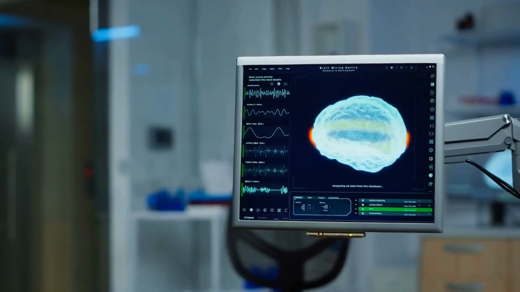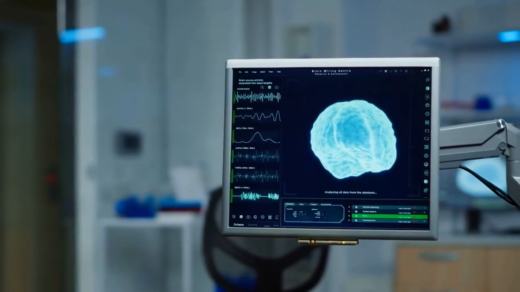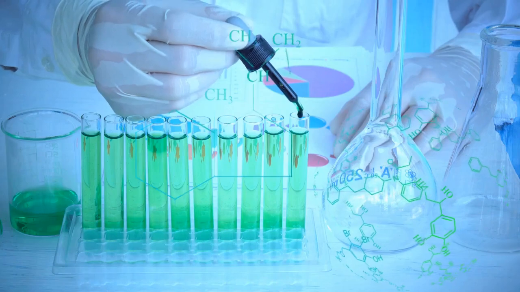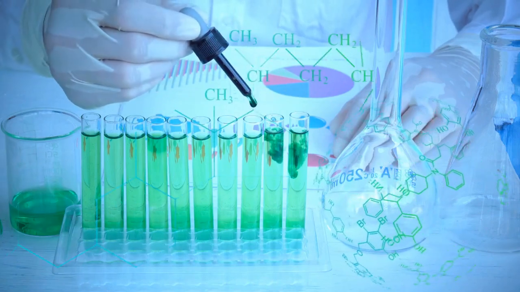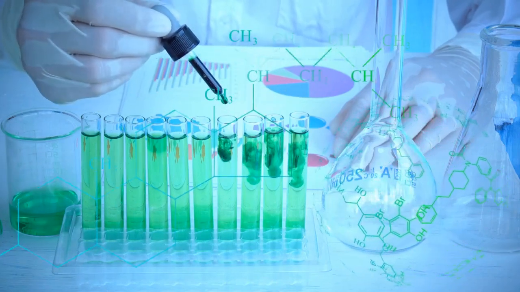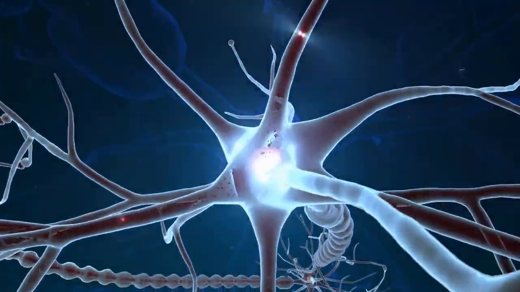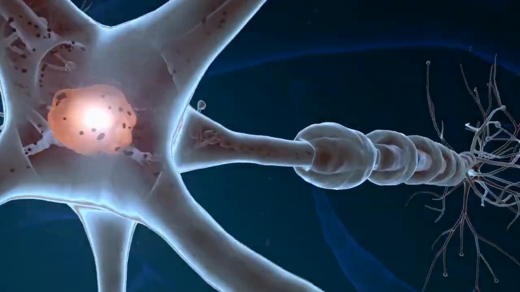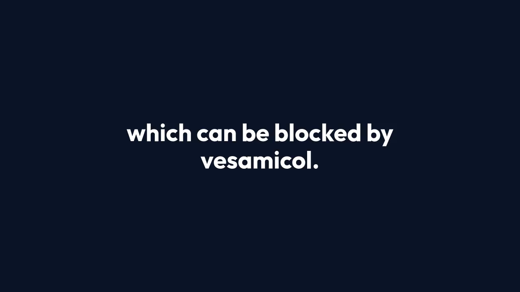Most of the synthesized ACh is stored in ionic solution within small synaptic vesicles, although some free ACh is present in the cytoplasm of cholinergic terminals. The active transport of ACh into these vesicles is facilitated by another carrier, which can be blocked by vesamicol.